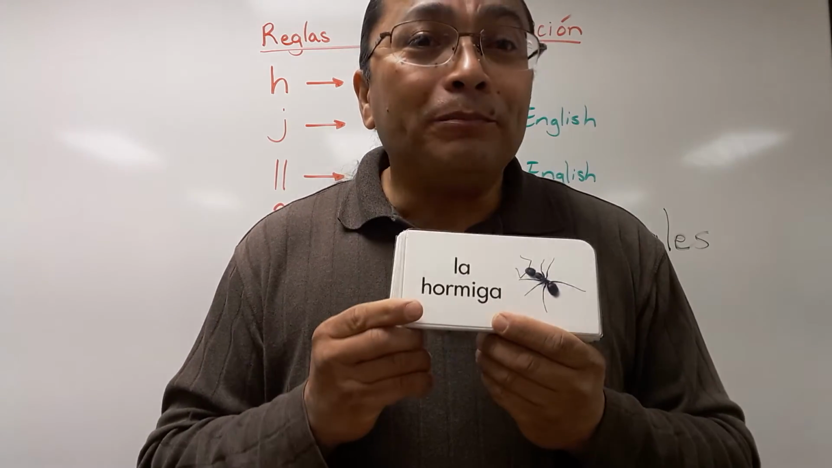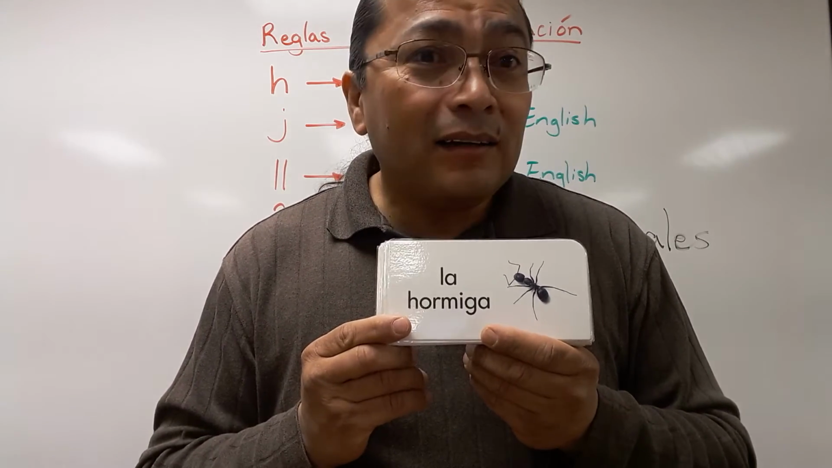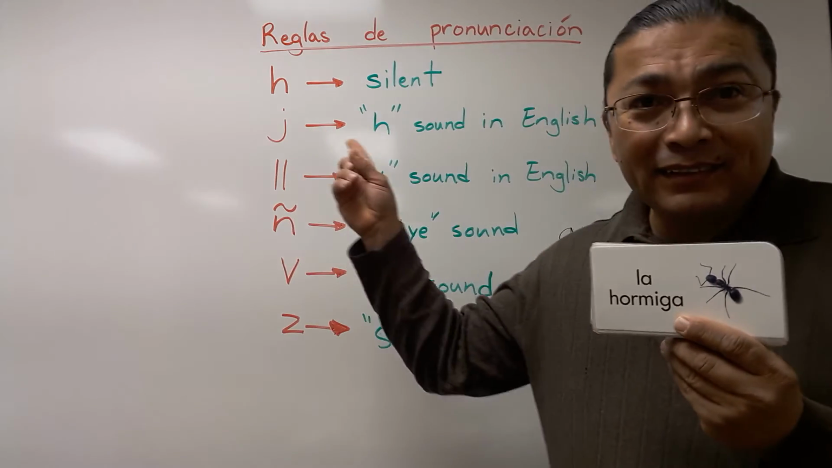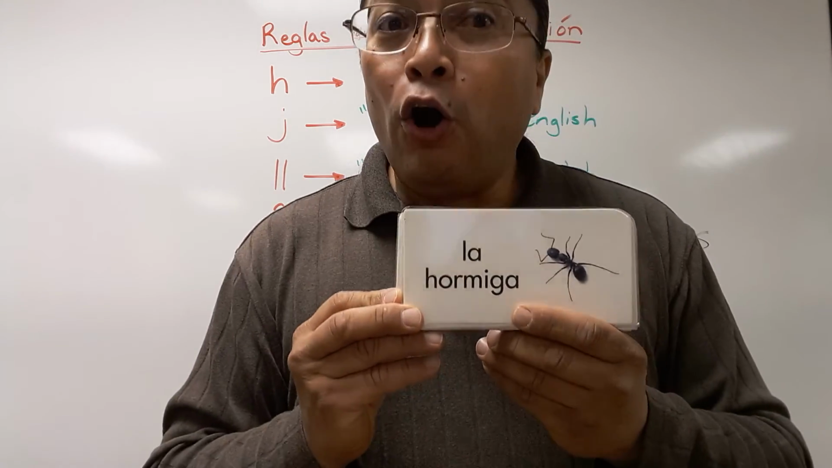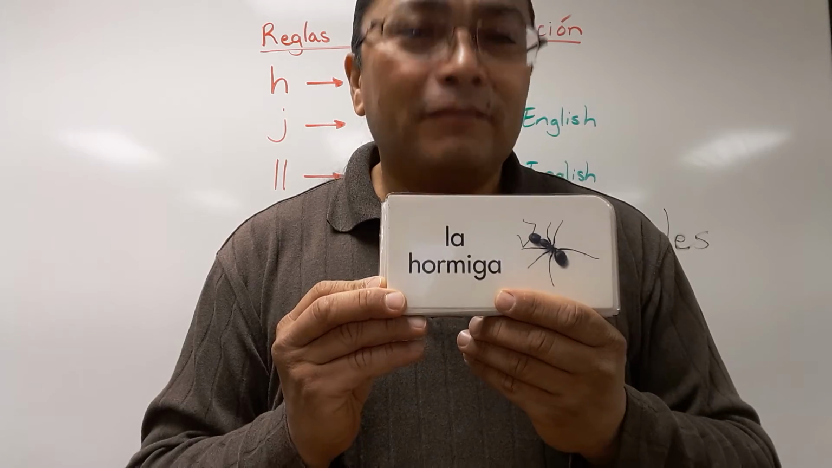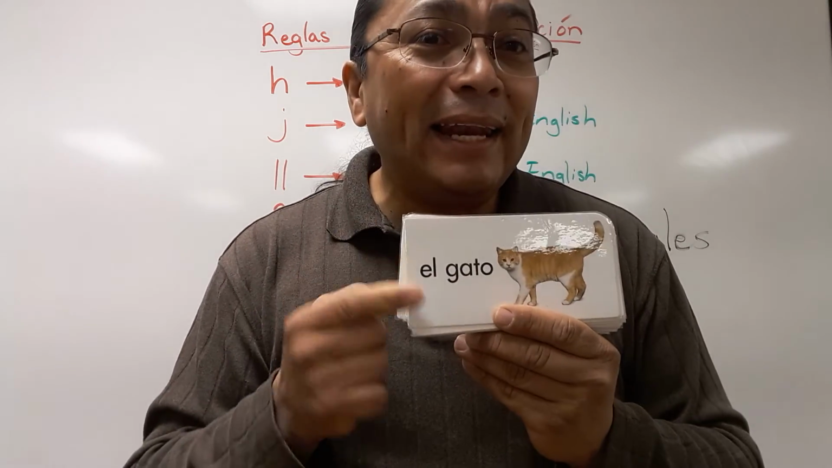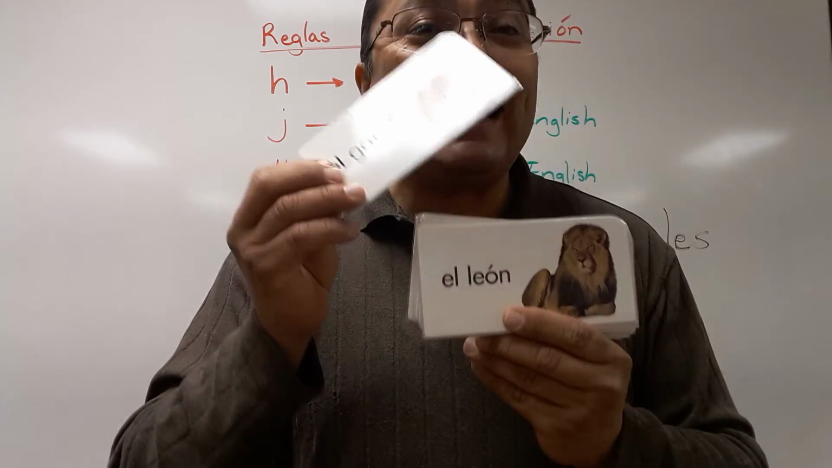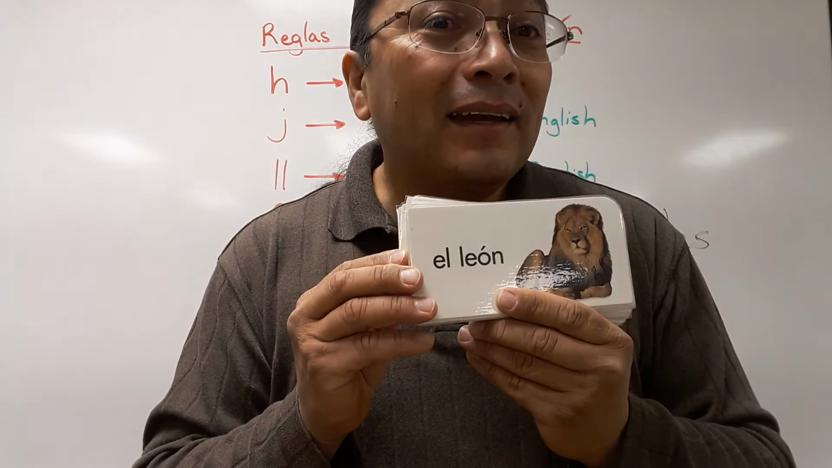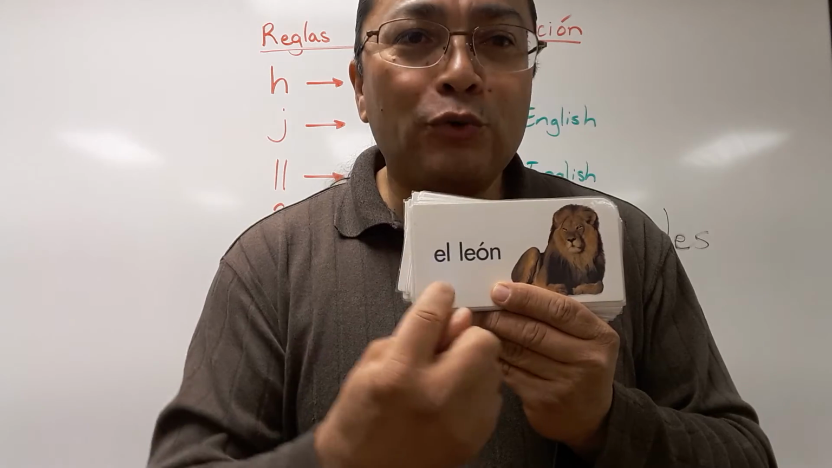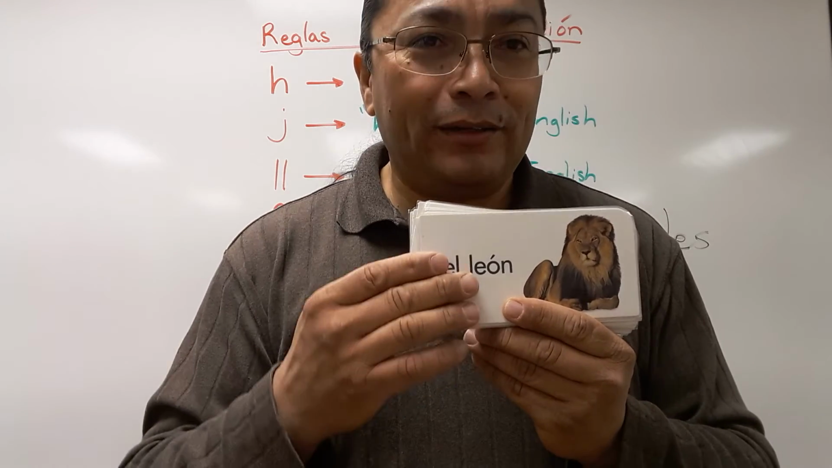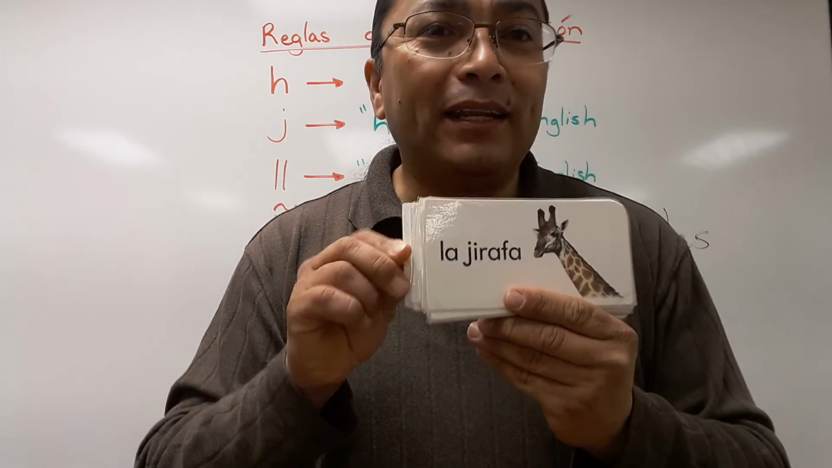Great job. So, la hormiga, the H is silent, so it's not hormiga with an H sound. Muy bien. Hormiga, you got it. Okay. El gato, el gato. El león. Now, just read every letter. León, el león. Muy bien.